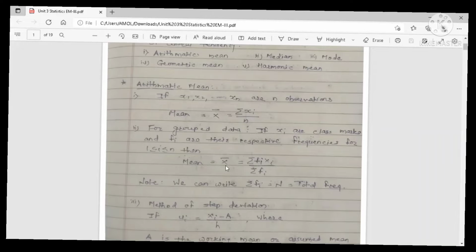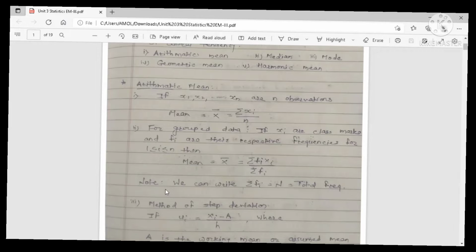Then how to find the mean in that case? The formula is x bar equal to summation fi xi upon summation fi. Meaning summation fx upon summation f, in simple way. This is the formula to find the arithmetic mean.